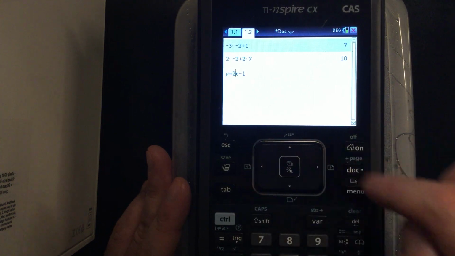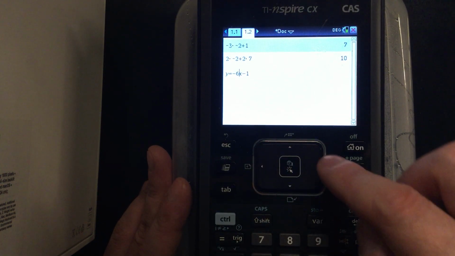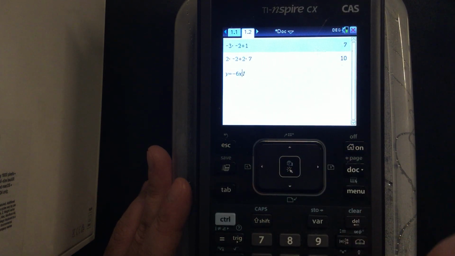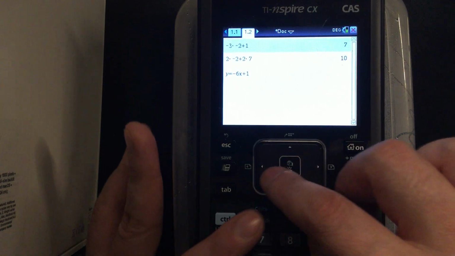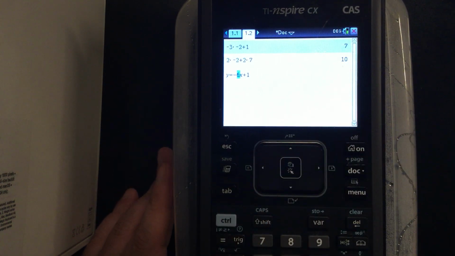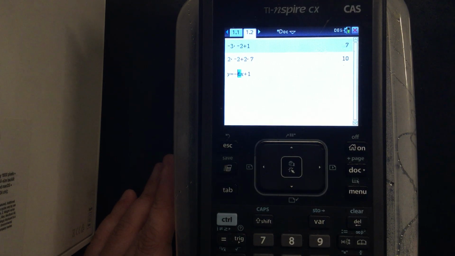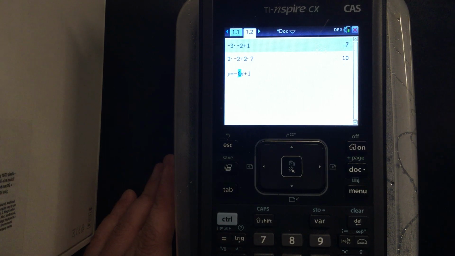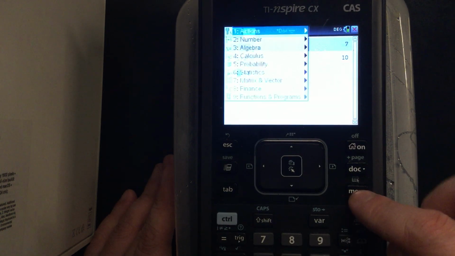Now let's assume you've been given like -6x plus 1. Well, guess what? Your gradient should be -6. Positive gradient means goes uphill. Negative gradient goes downhill. That's something we've learned a long time ago. Uphill means moving towards top right. Downhill means moving towards bottom right. And that's all there is to it.